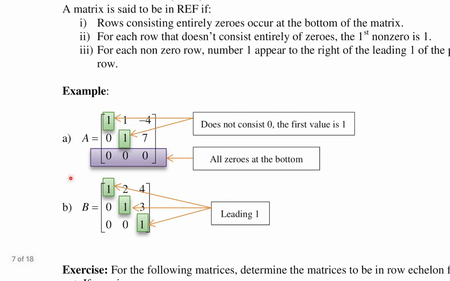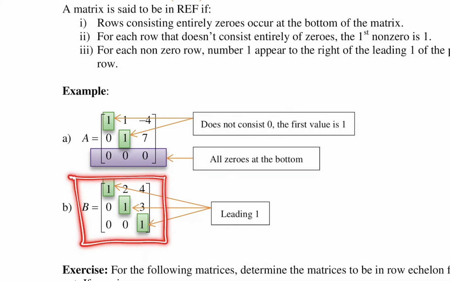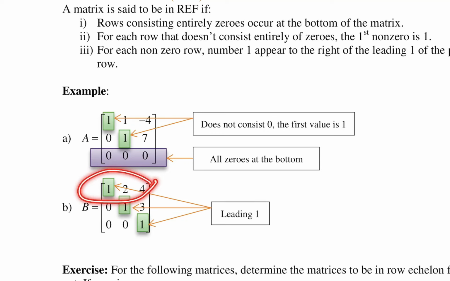Matrix B does not have entirely zero rows, so that is no problem at all. If it has an entirely zero row, it must be at the bottom. If it doesn't have one, no problem, it's still okay. We look into the rows that are non-zero. The first value is 1, so it fulfills the rules.